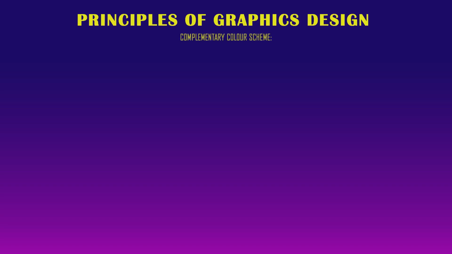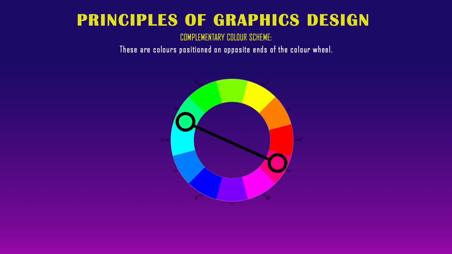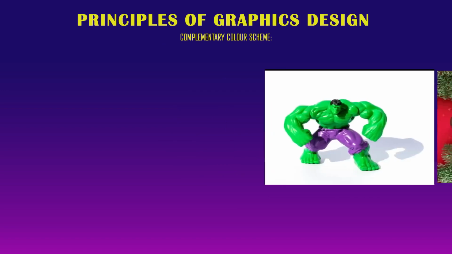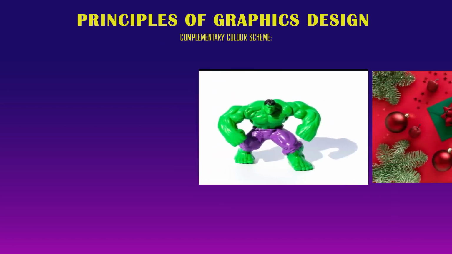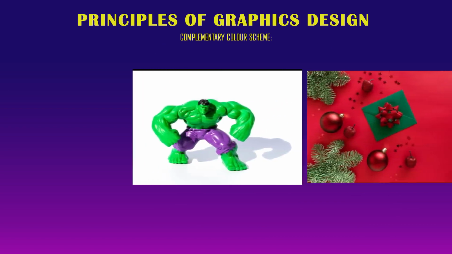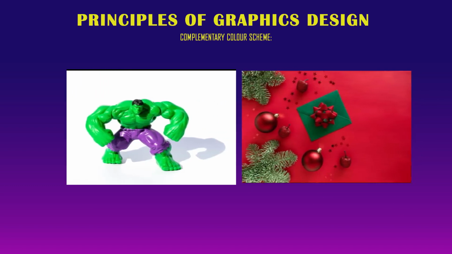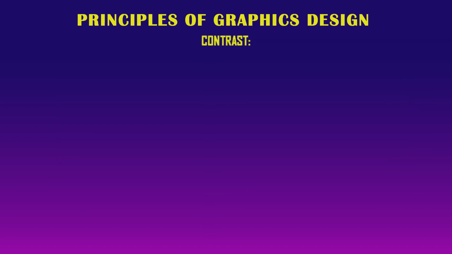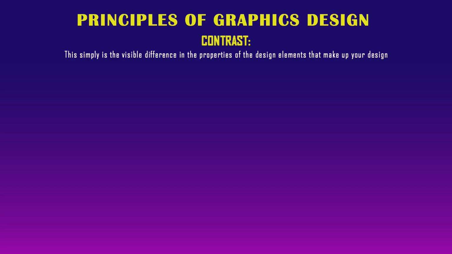Now, next one, complementary colors. These are colors positioned on the opposite ends of the color wheel. It is desirable in a number of design instances because the two opposite colors create a high contrast. Speaking of contrast, let us use this opportunity to describe what contrast means as a principle of design. Contrast simply is the visible difference in the properties of the design elements that make up your design. Often, when referencing contrast, most people think of color contrast, but there are several ways to apply contrast in your design.